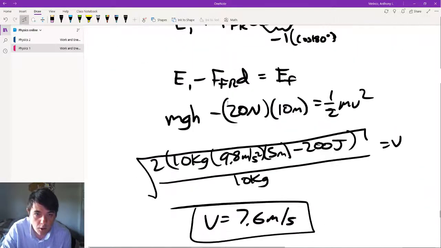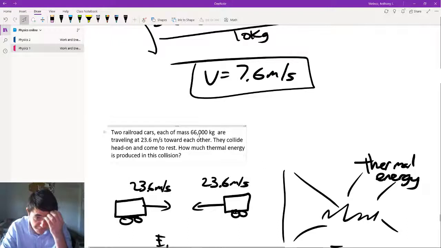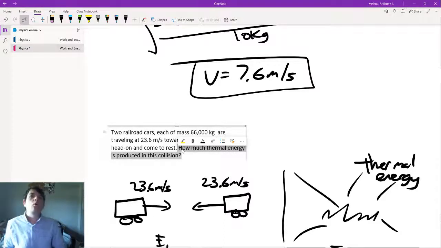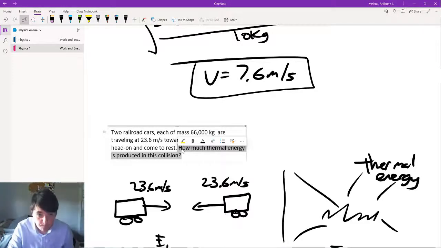Okay? And you'll be told in a problem if energy is not going to go towards something. So for example, if they said it's losing energy to friction or something like that, it will tell you where the energy is going. Okay?